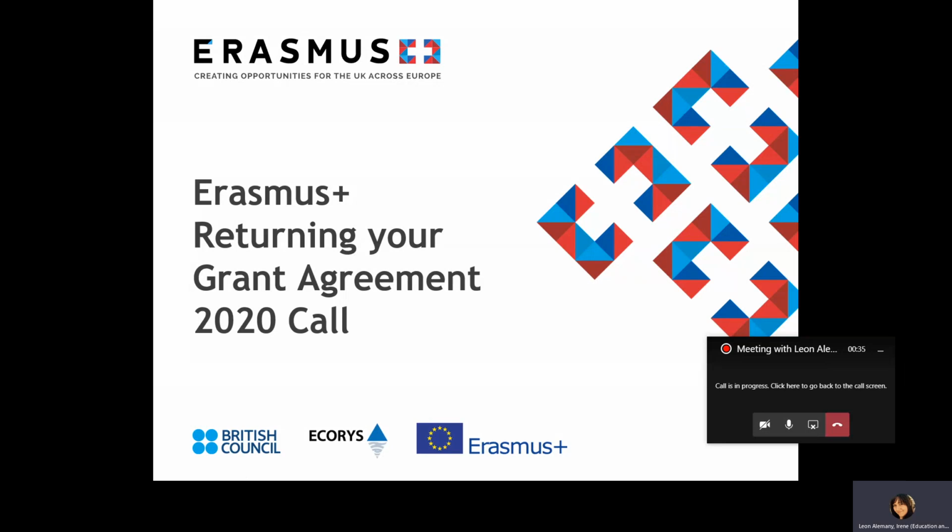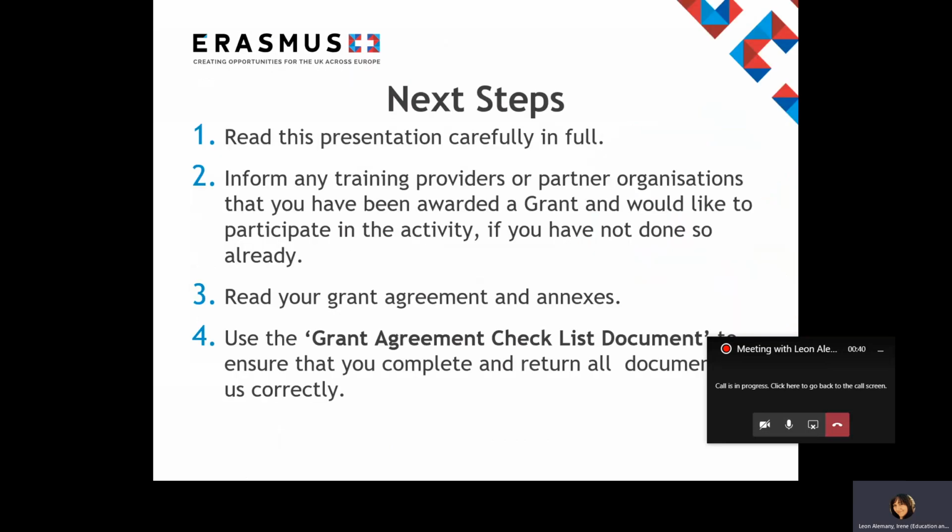Please read this presentation carefully and in full. Inform any training providers or partner organizations that you have been awarded a grant and would like to participate in the activity if you have not done so already. Please make sure to read your grant agreement and annexes. Use the grant agreement checklist document to ensure that you have completed and returned all documents correctly.